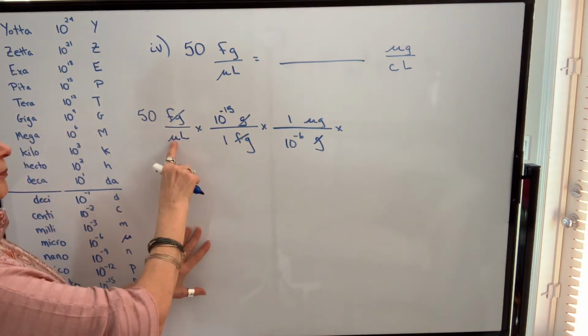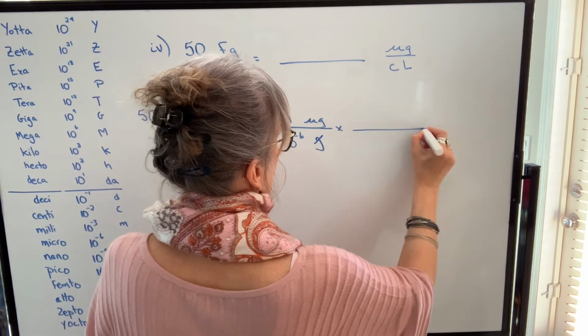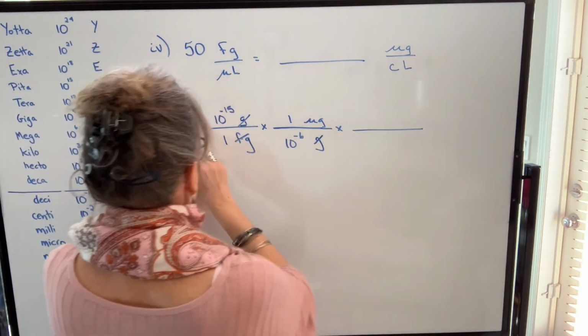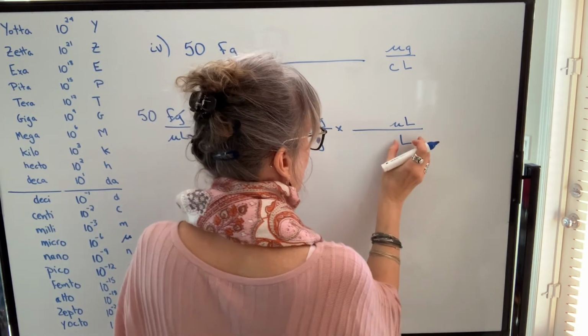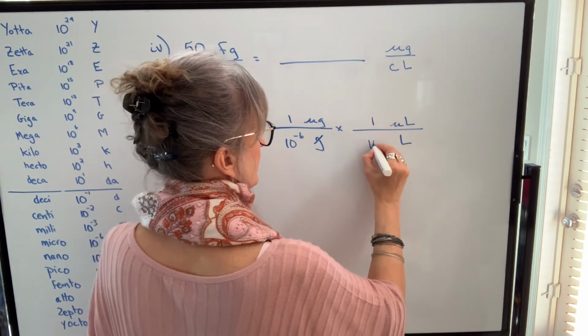Now let's change from per microliter to per centiliter. In order to do that, I'm going to go from microliter to liter. It's in the denominator, so I need to put it in the numerator. Replace with liter, so I always go to the base unit first. Micro, 1 microliter is 10 to the negative 6 liters.